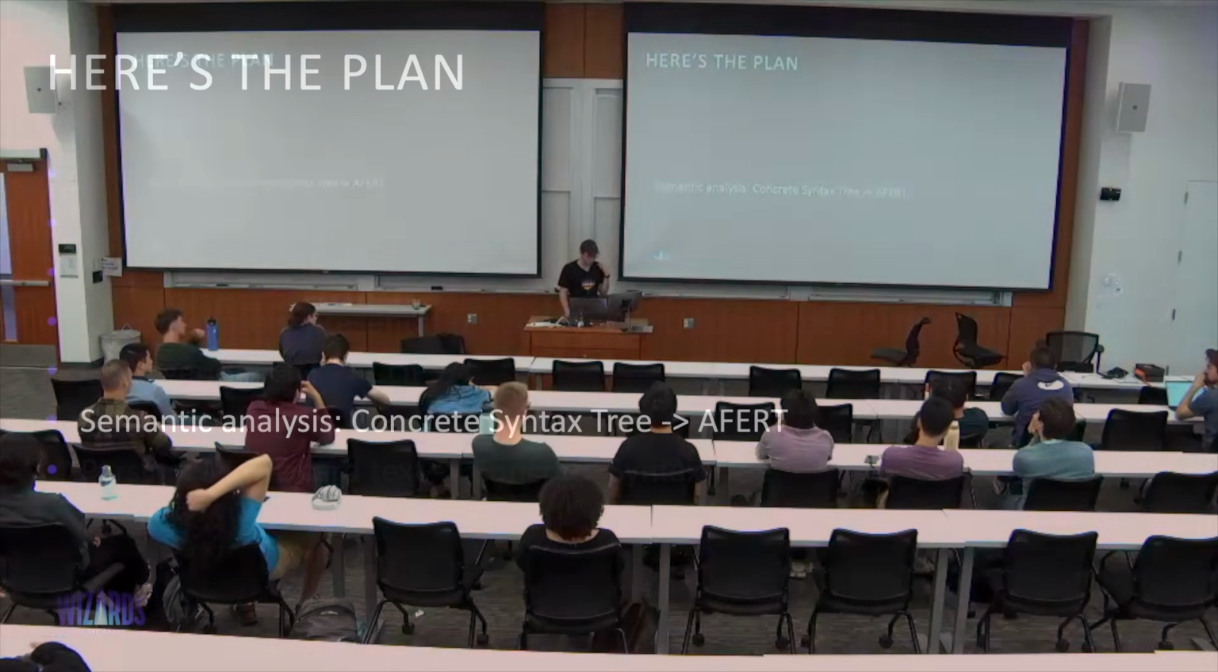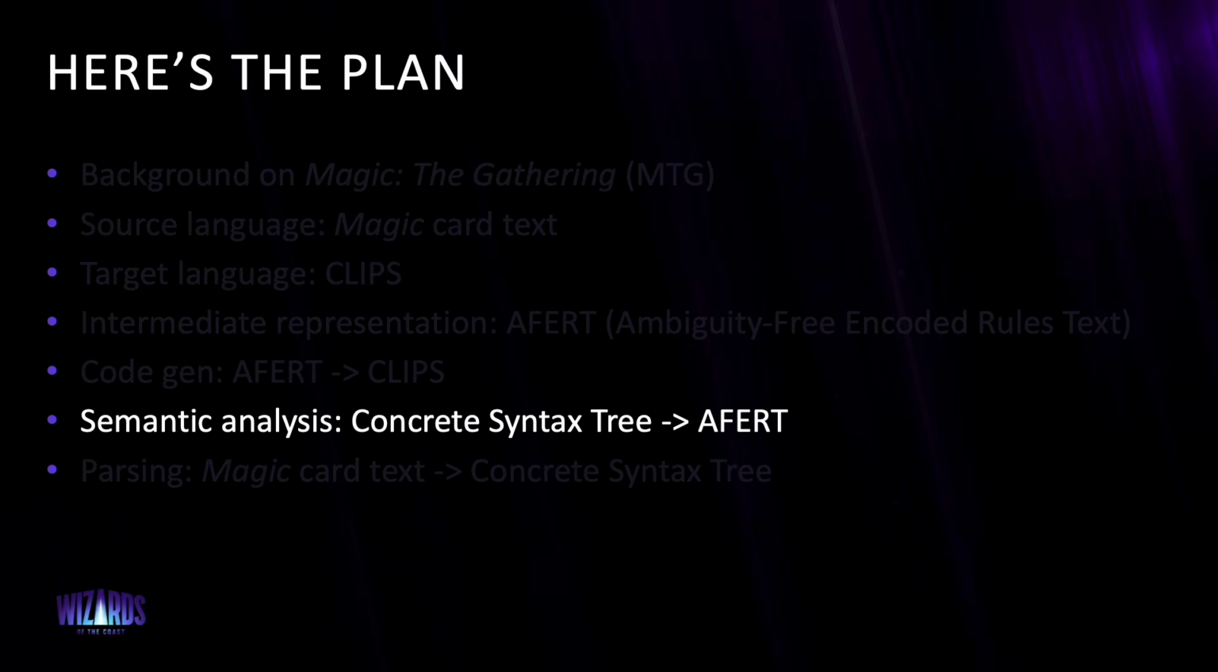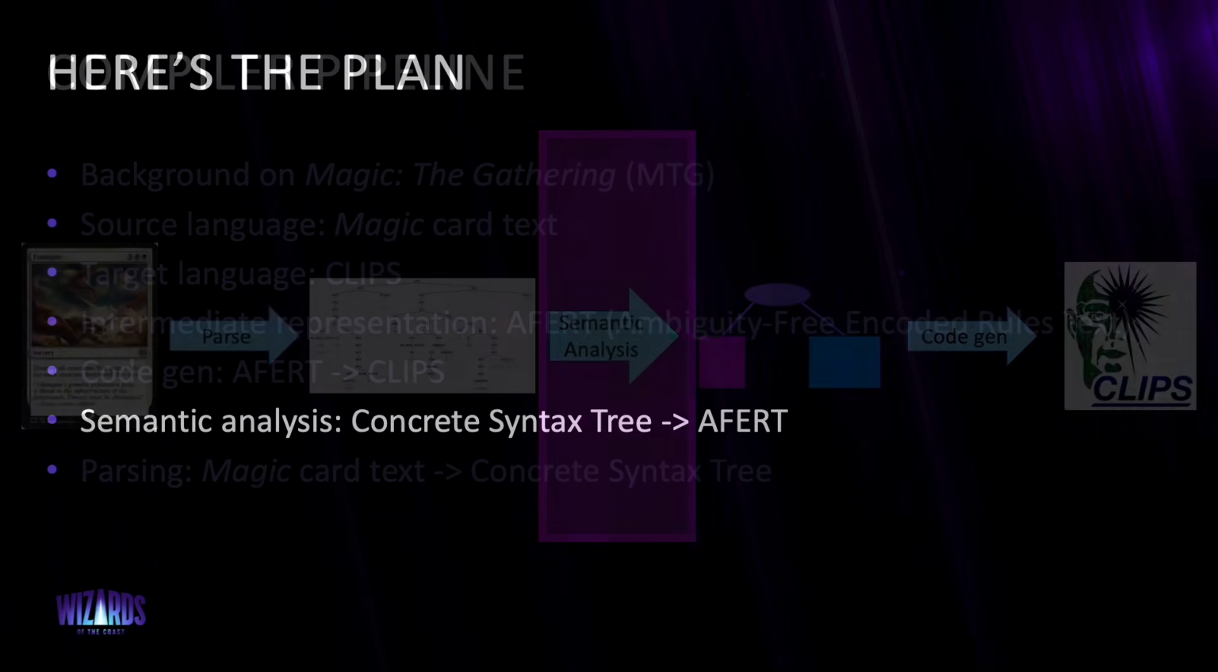All right, so now let's look at how we get from syntax trees to this abstract representation. So not quite parsing yet. We've already parsed and got a concrete tree. Now we need to figure out how to turn that into this abstract representation.